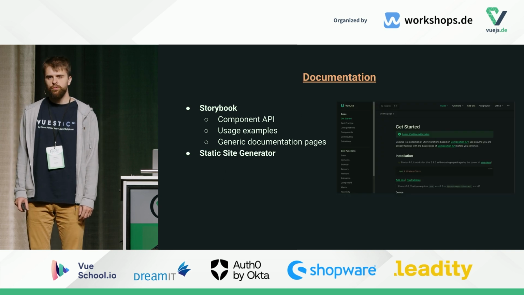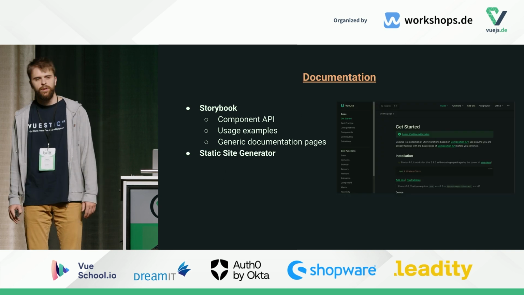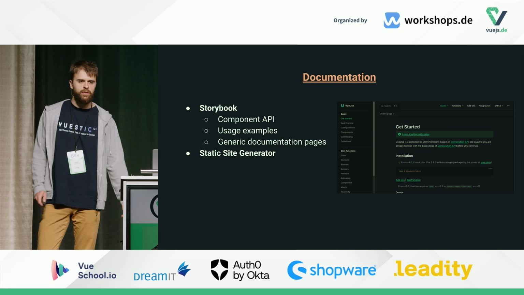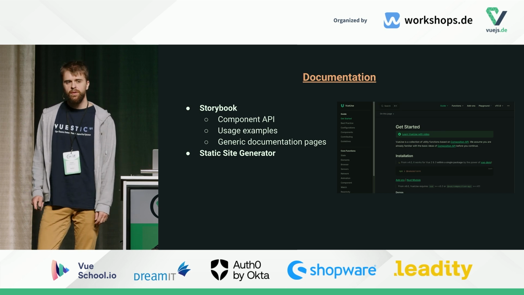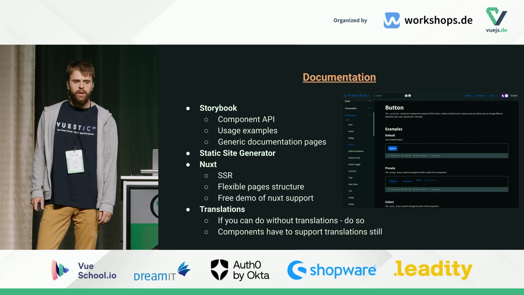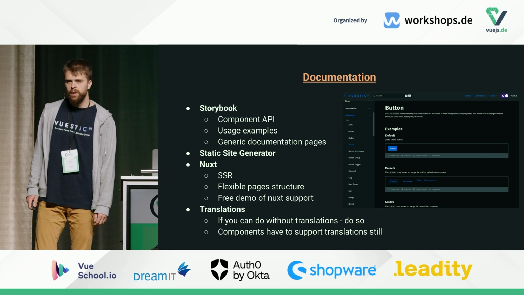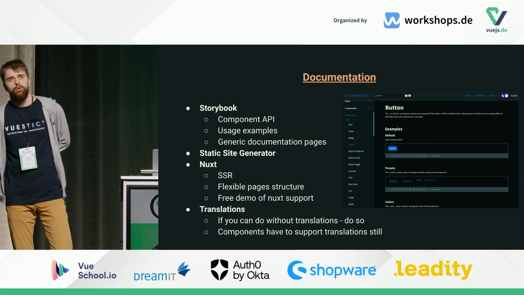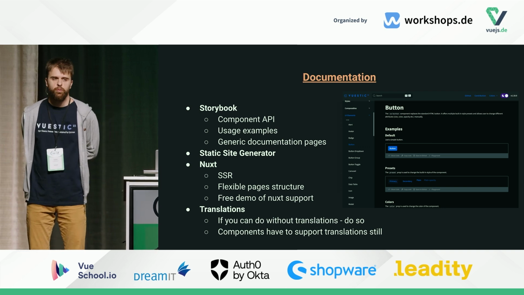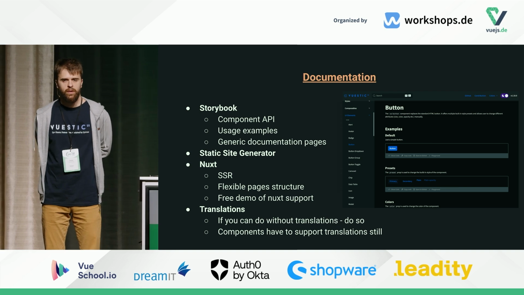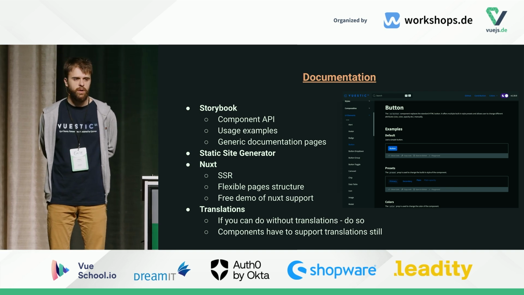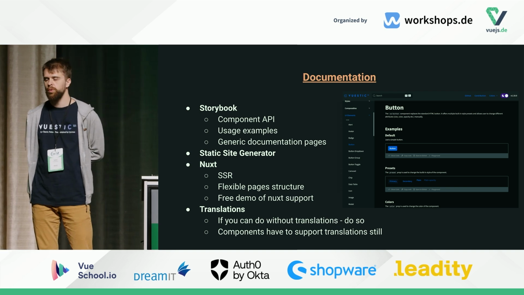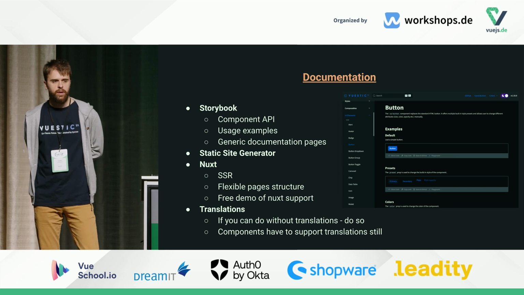After you feel Storybook is too tight for you, you can move to some static site generator like VitePress. And if that's still not enough, which was the case for us, you can switch to Nuxt, but it will be much more work. Though Nuxt provides great things like SSR, flexible pages structure, you can do whatever you want.